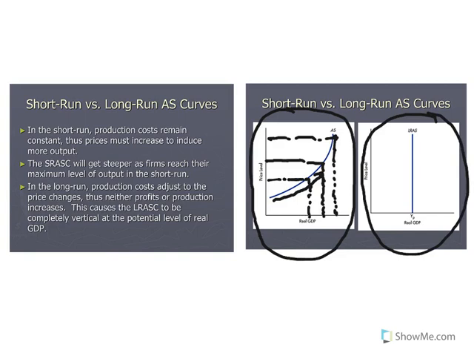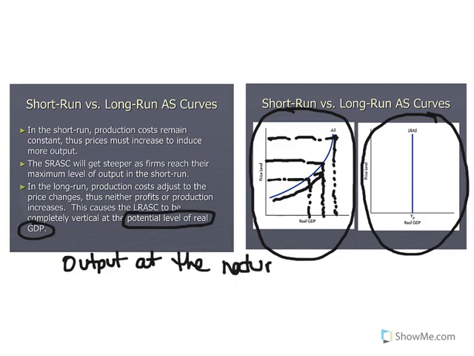of real GDP is. And remember, potential GDP, in other words, this right here, potential level of real GDP, that's simply output at the natural rate of unemployment.